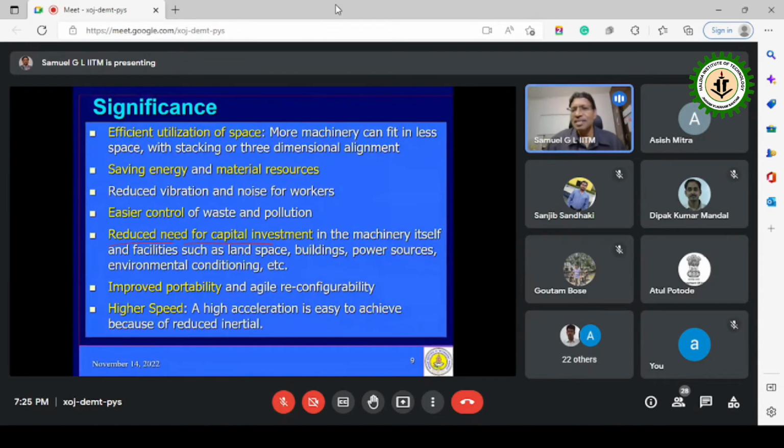Is the voice clear? Let me just turn off. I think we hear some kind of disturbance. Anyone else? Can you say what is the maximum RPM which you have seen in practice?